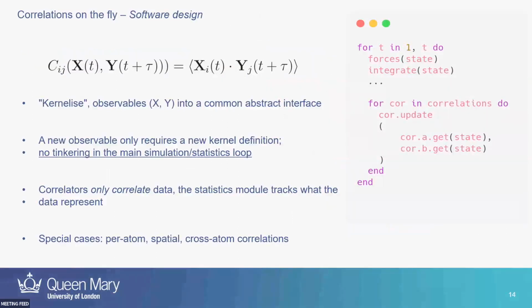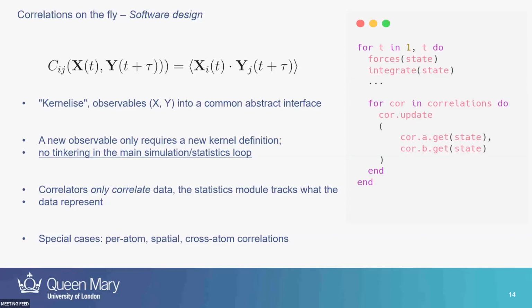So coming back to DL Poly, how we implemented this from a software design perspective is, we have a correlator, the multi-tau algorithm, which accepts some data and correlates it. The pattern we followed is that we wanted to kernelize the X and Y observables. Instead of having to re-implement or tinker around with our main simulation loop when we want to add new correlations or observables, we want some abstract way of getting these values.